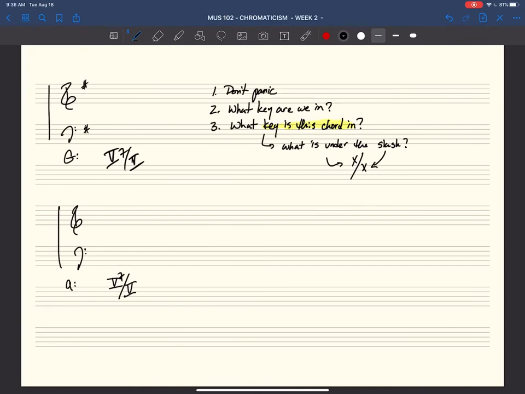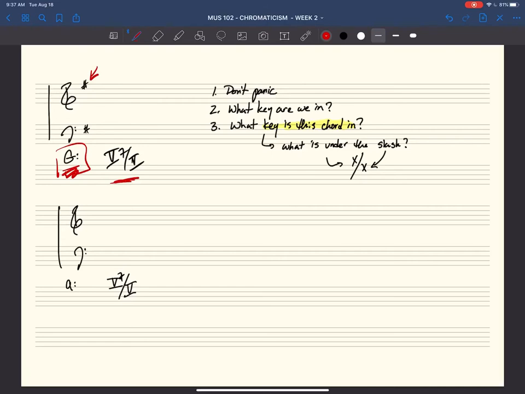Cool. So thinking about these as a reverse engineering, so actually part writing or constructing them, the process is very similar to how we would think about them in an analysis. First, don't panic, right? What key are we in? And what I mean by that is, what key are we in at this point? It's like we are literally in the key of G. This exercise is in the key of G.